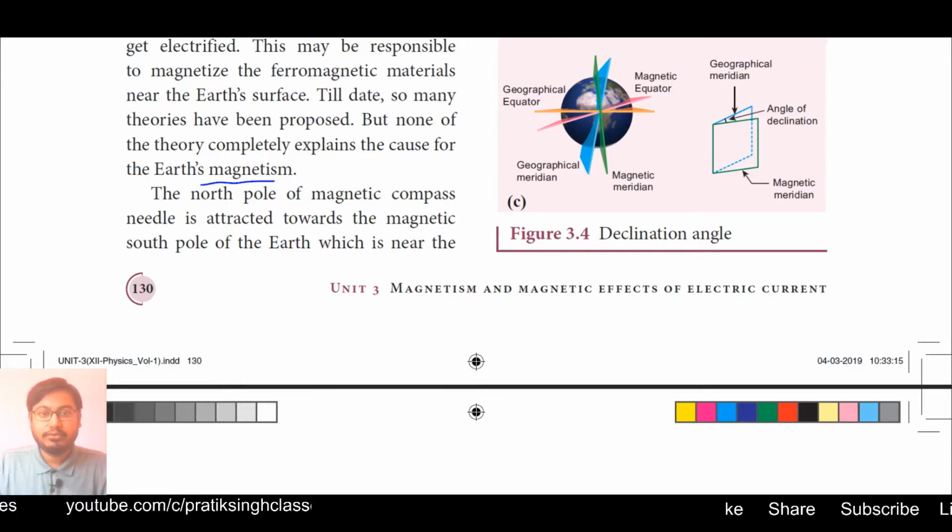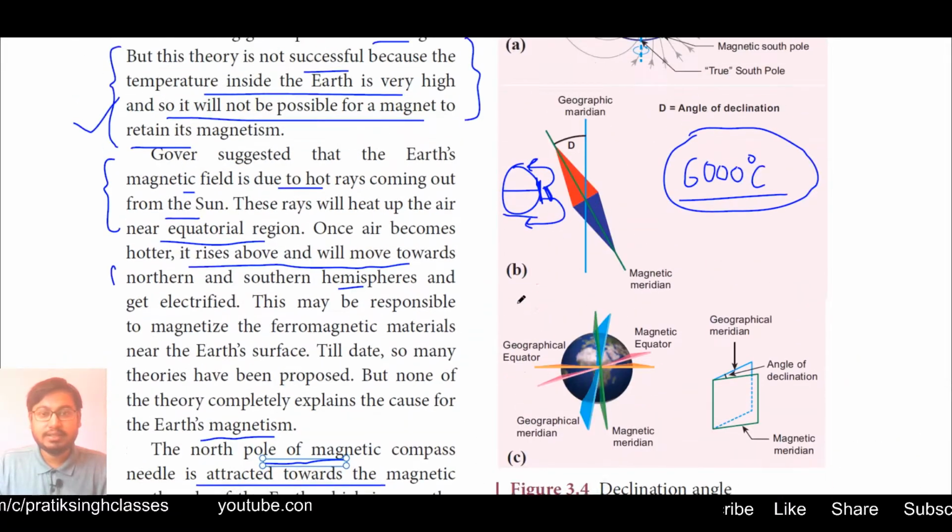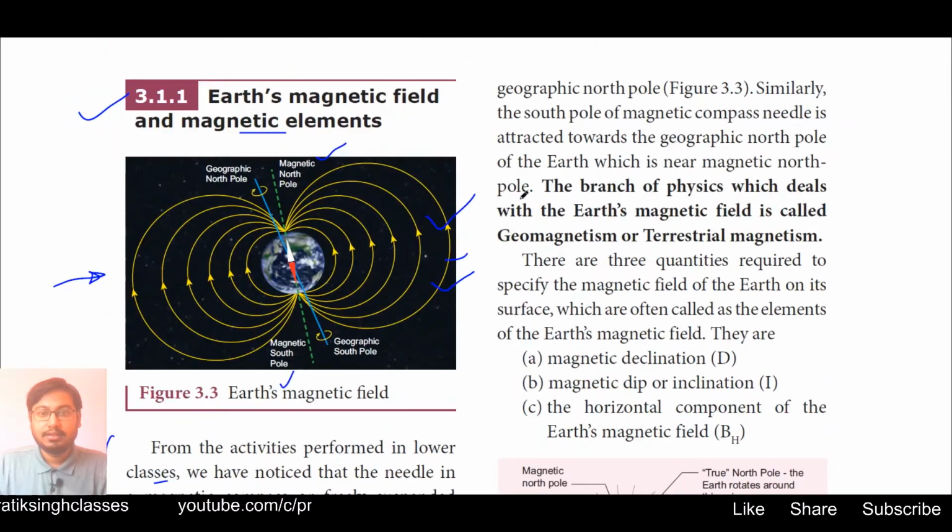All right, moving forward. The north pole of a magnetic compass needle is attracted towards the magnetic south pole of the Earth, which is near the geographic north pole, as given in figure 3.3. Similarly, the south pole of the magnetic compass needle is attracted towards the geographic north pole of the Earth, which is near the magnetic north pole.